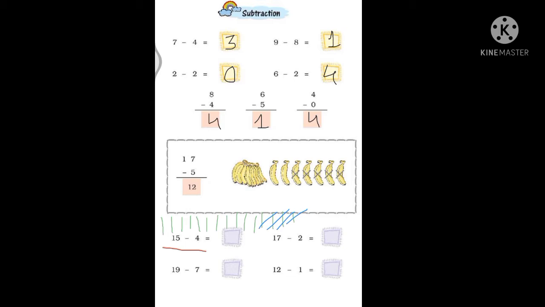Now after cutting 4 sticks, how many are still remaining? So let's count. 1, 2, 3, 4, 5, 6, 7, 8, 9, 10, 11. How many remaining? 11. So that means if we do 15 minus 4, what answer do we get? 11. So here I am writing 11. You have to also write down the answer 11 in this box.